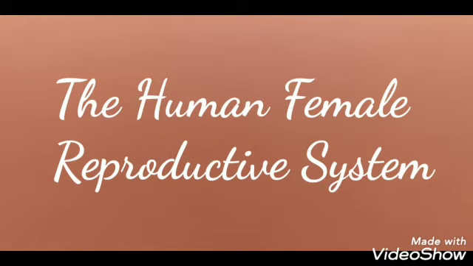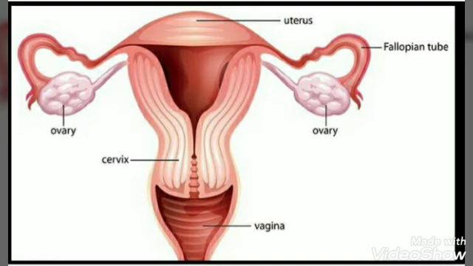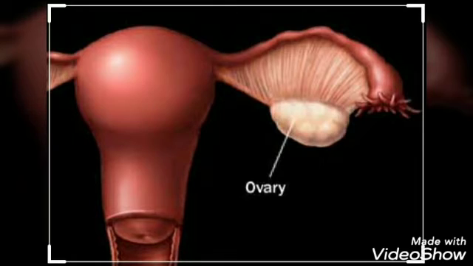Hello students, today we will study about the human female reproductive system. The human female reproductive system consists of ovaries, oviducts which are also known as the fallopian tubes, uterus, cervix and vagina.